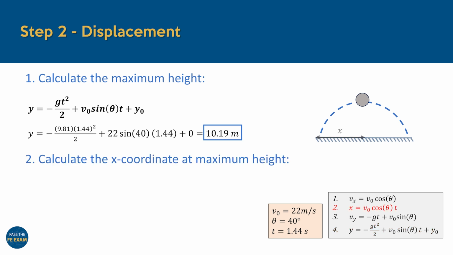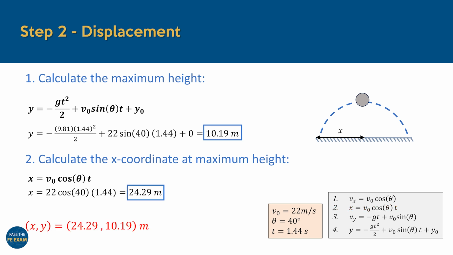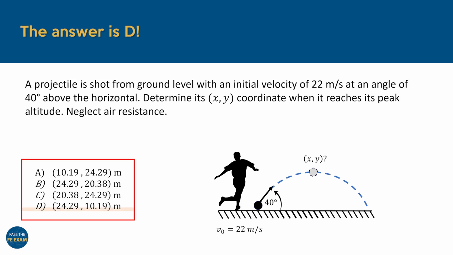To complete our analysis, we'll determine the horizontal position, or x-coordinate, using equation 2. As before, we substitute our known values and find that the x-coordinate is equal to 24.29 meters. And this concludes our analysis, yielding the final x-y coordinates of the projectile at its maximum height. And that completes our problem. By browsing the options given to us, we can see that the final answer is equal to D.